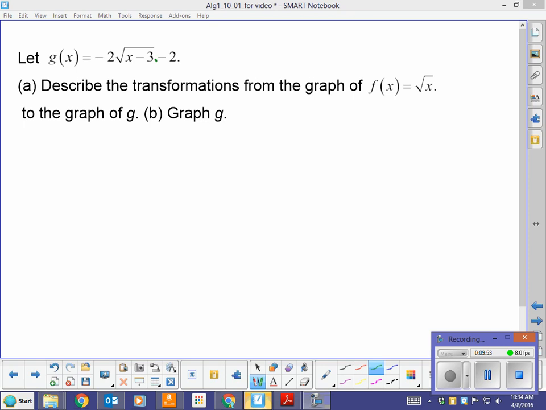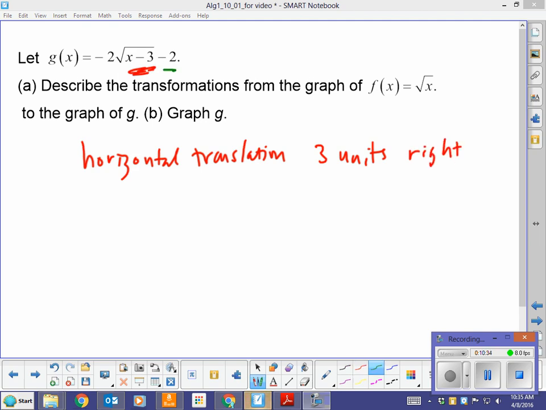We're going to let g equal this. This says describe the transformations and then graph it. I'm not going to go through the graph on this one. Let's just talk about the transformations here since we have so many. Okay, so we're going to have a horizontal translation of 3 units. And again, it's the reverse of what you think. It says negative, but for these horizontals, it's the other way. 3 units right.